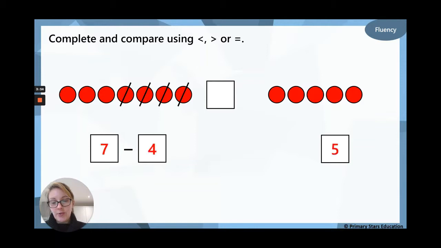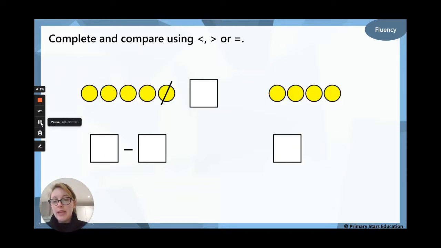Okay, let's have a look. So we should have found out that 7 we had all together, and then we've crossed out 4, so we've subtracted 4, and that leaves us with 3. So 7 take away 4 we can see is 3, and on the other side you can see there are 5 counters. So now we need to know, is 7 take away 4 less than, equal to or more than 5? Well, we can see that 3 is a smaller number, it's less, so we can put the less than symbol in the middle. Okay, so you can see 3 is less than 5, or 7 take away 4 is less than 5. Okay, well done.